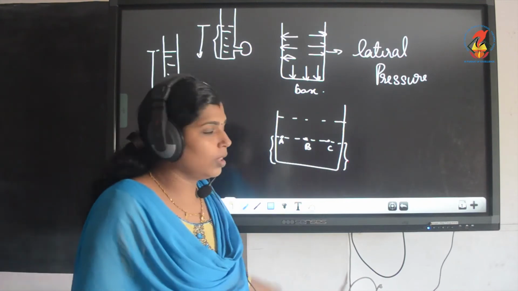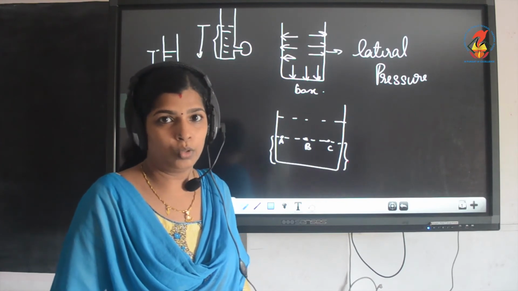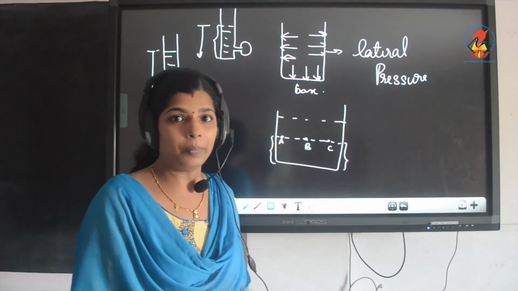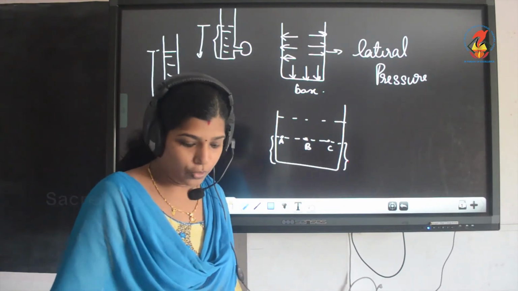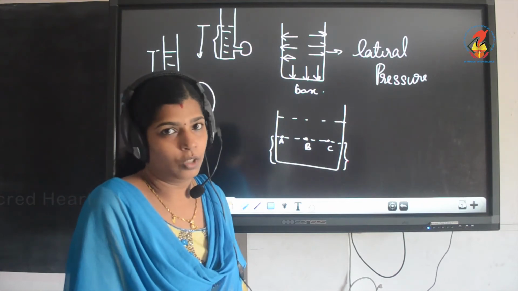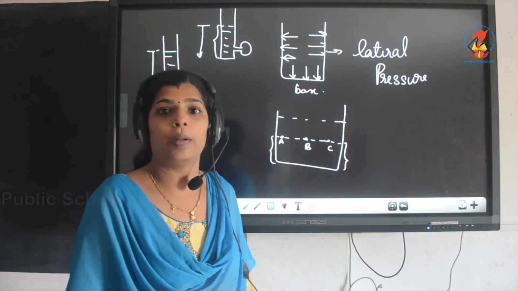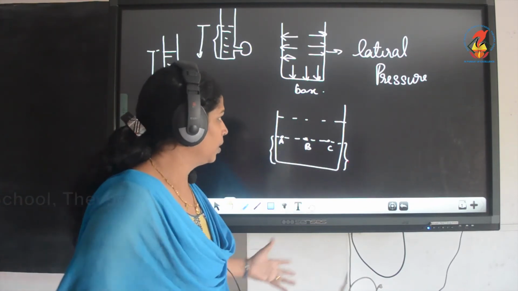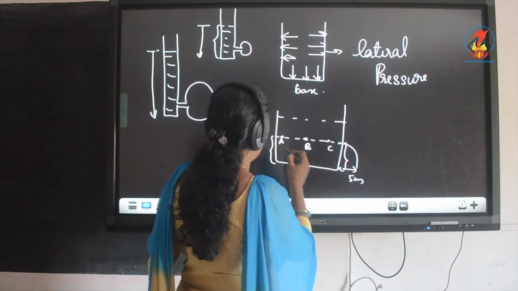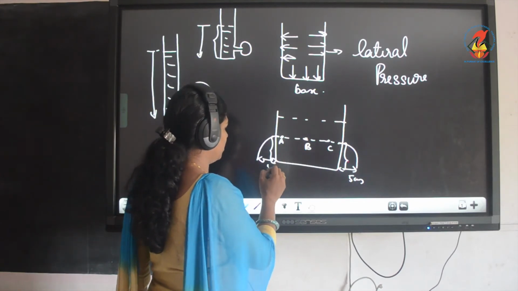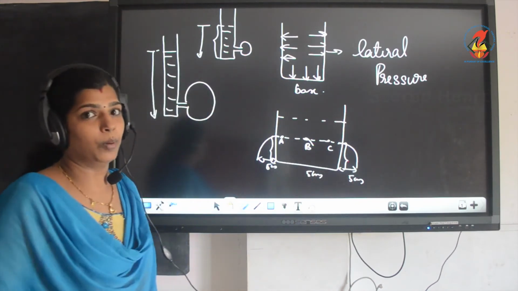Now when you fill water in this beaker, through the 3 holes the water will come out, and it will fall at the same distance from the bottle or from the beaker. Suppose this one will fall at 5 centimeter. This distance is also 5 centimeter. The water from this hole is also 5 centimeter from the bottle.